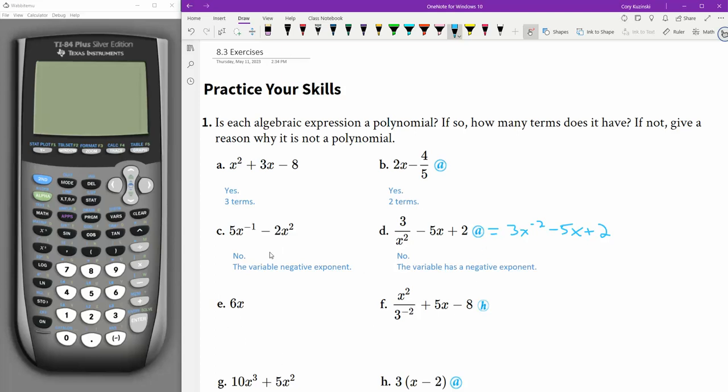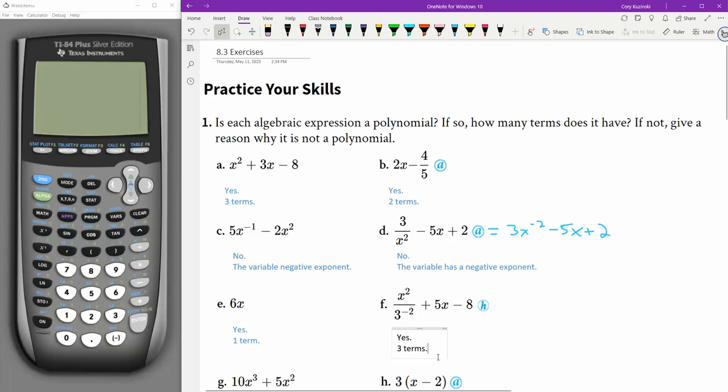All right, so 2 in a row that were not polynomials. This one is. So it's yes, and it has 1 term. So it is a linear monomial. A linear monomial. This is a polynomial. It has 3 terms.